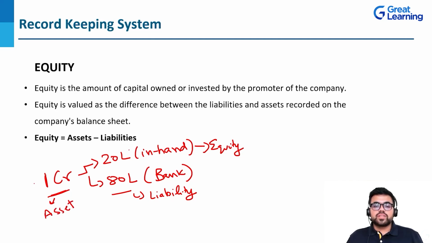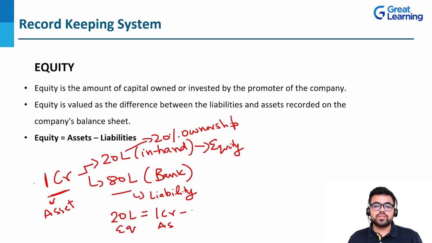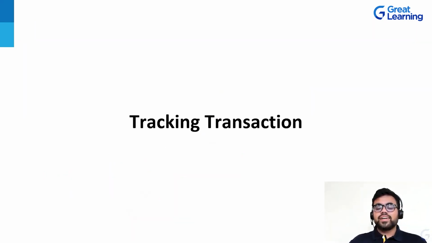Okay. So basically you have 20% of ownership, which holds true this equation: equity equals assets minus liability. Equity, that is 20 lakhs, equals 1 crore of assets minus 20 lakh, so 80 lakh of liability.